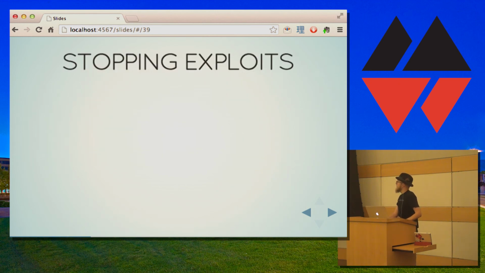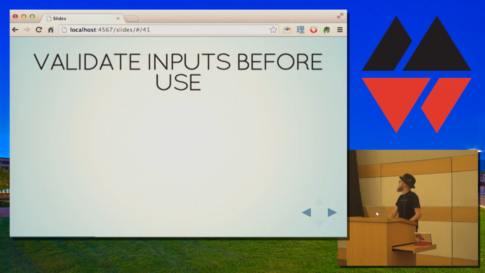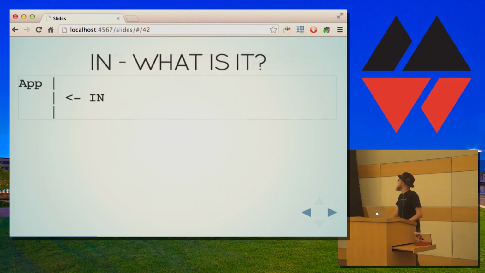So how do you stop these things? Well, the answer is relatively straightforward. You need to break their communications, because if your app has undefined behavior, that sucks. But if you get rid of the ability to exercise the undefined behavior, then it's not behavior, it's just something that's in your code, and whatever, it's dead code, which is safe. So what we need to do is validate our inputs before we use them. So let's talk about what that input is.